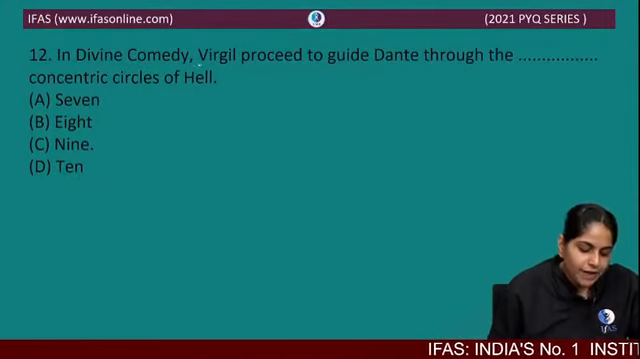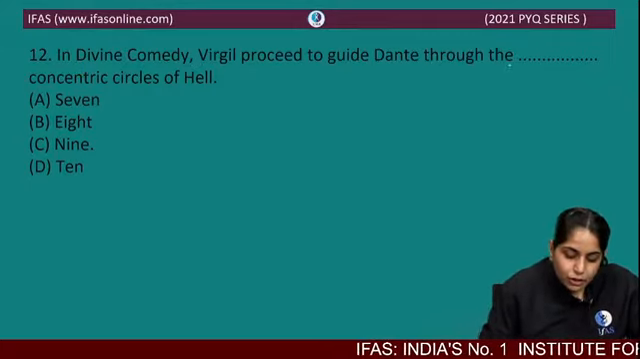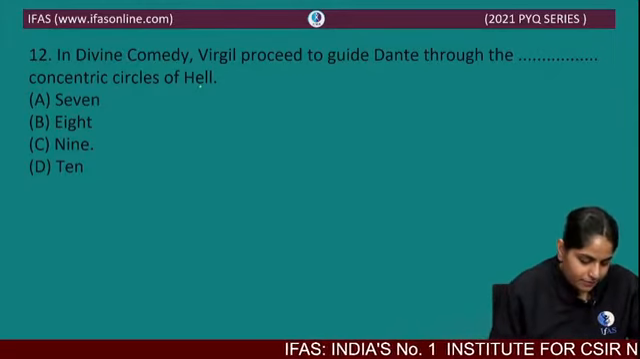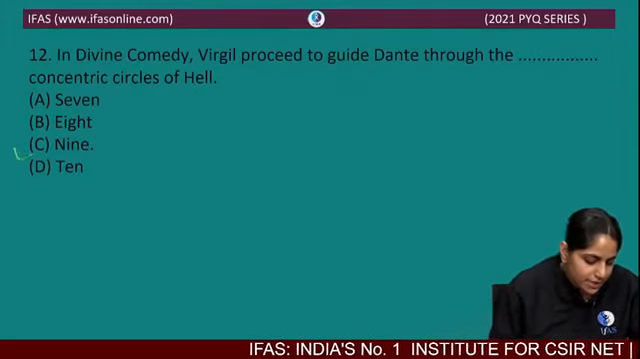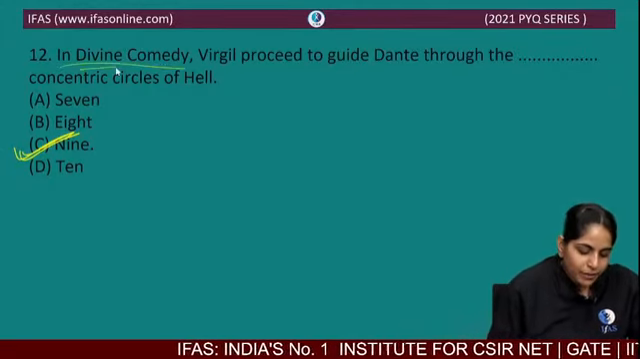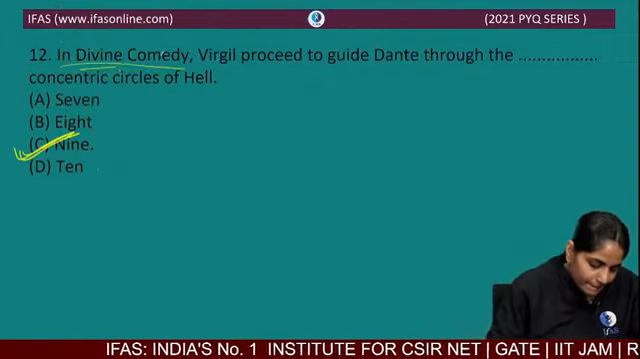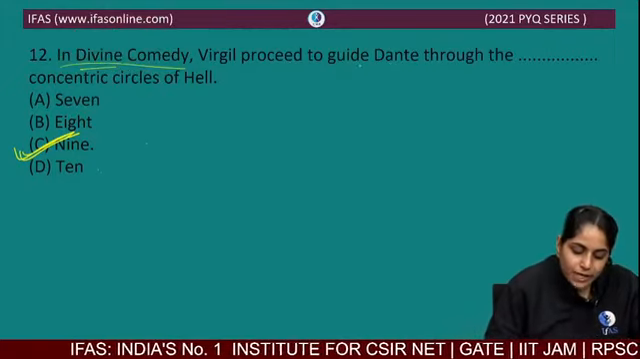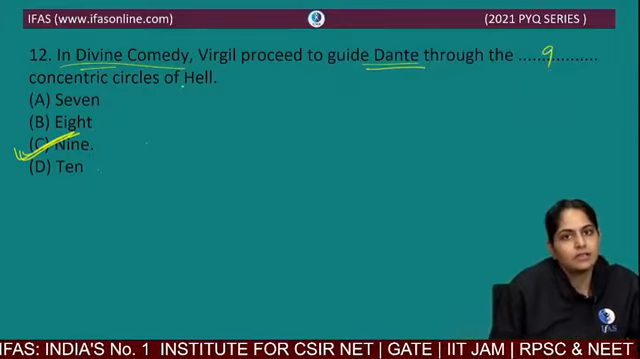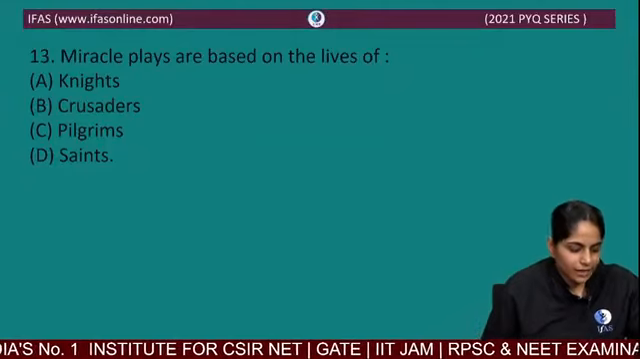Then in Divine Comedy, Virgil proceeds to guide Dante through the dash concentric circles of hell. How many concentric circles? Nine concentric circles of hell. Okay, so in Divine Comedy, Virgil, remember this. So Virgil proceeds to guide Dante through the nine concentric circles of hell. Let's look at the next question.